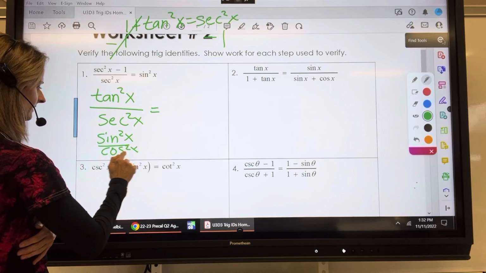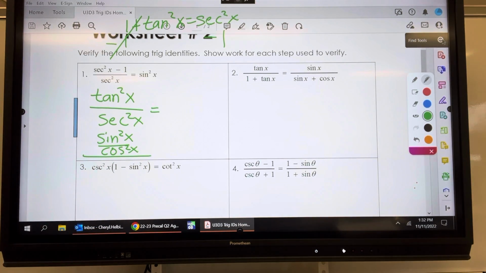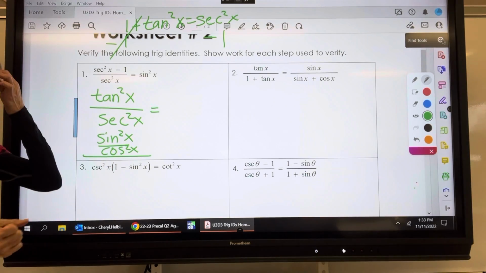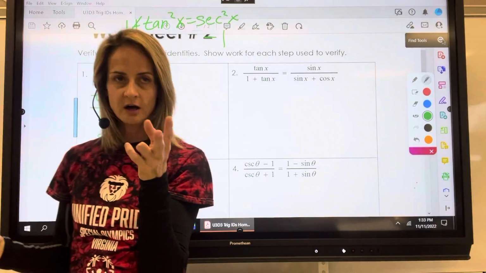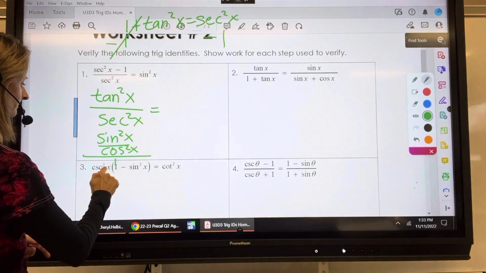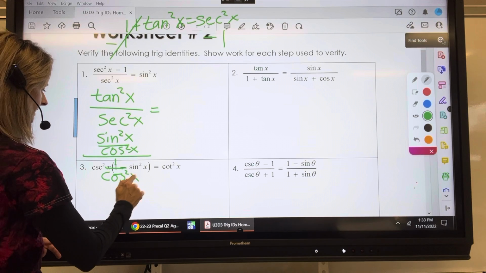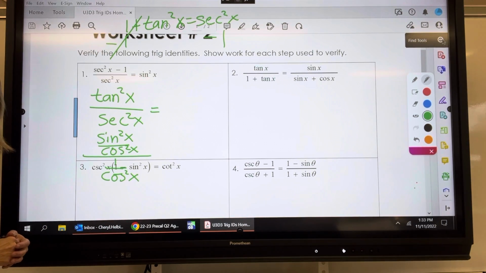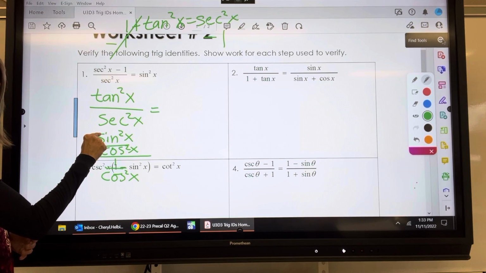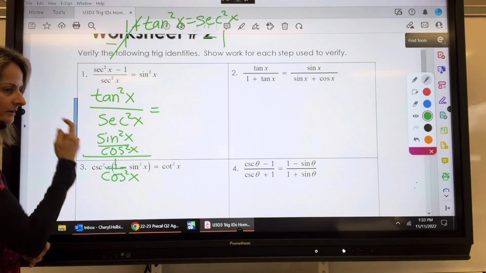And I'm going to run out of room. That's okay. I hate writing over other stuff, but whatever. There's your numerator, that's tangent squared. The denominator is secant squared. Secant is the reciprocal of cosine, so that's 1 over cosine squared. Any questions so far? I rewrote tangent squared as sine squared over cosine squared, and I rewrote secant squared as 1 over cosine squared.